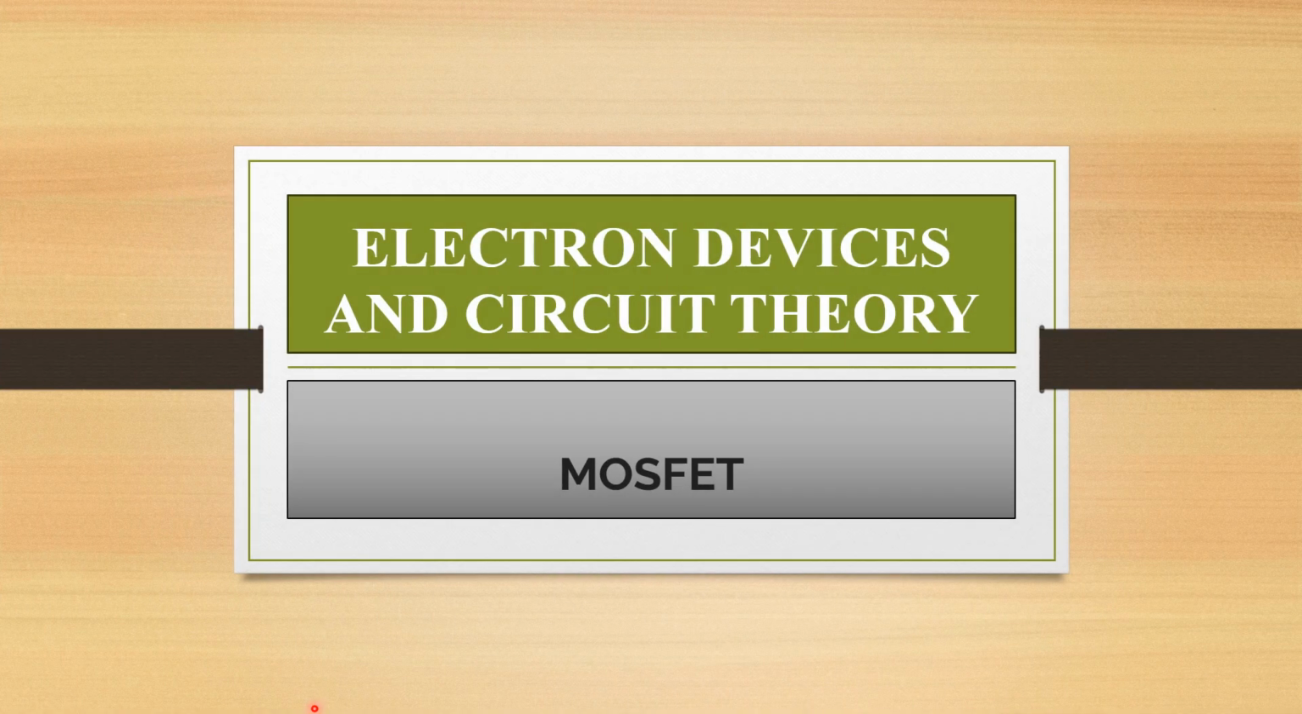Morning all. Today in electron devices and circuit theory we'll see the construction and working of MOSFET. So you are familiar with BJT. BJT is bipolar junction transistor. Here we will be seeing about the MOSFET. MOSFET is metal oxide semiconductor field effect transistor.